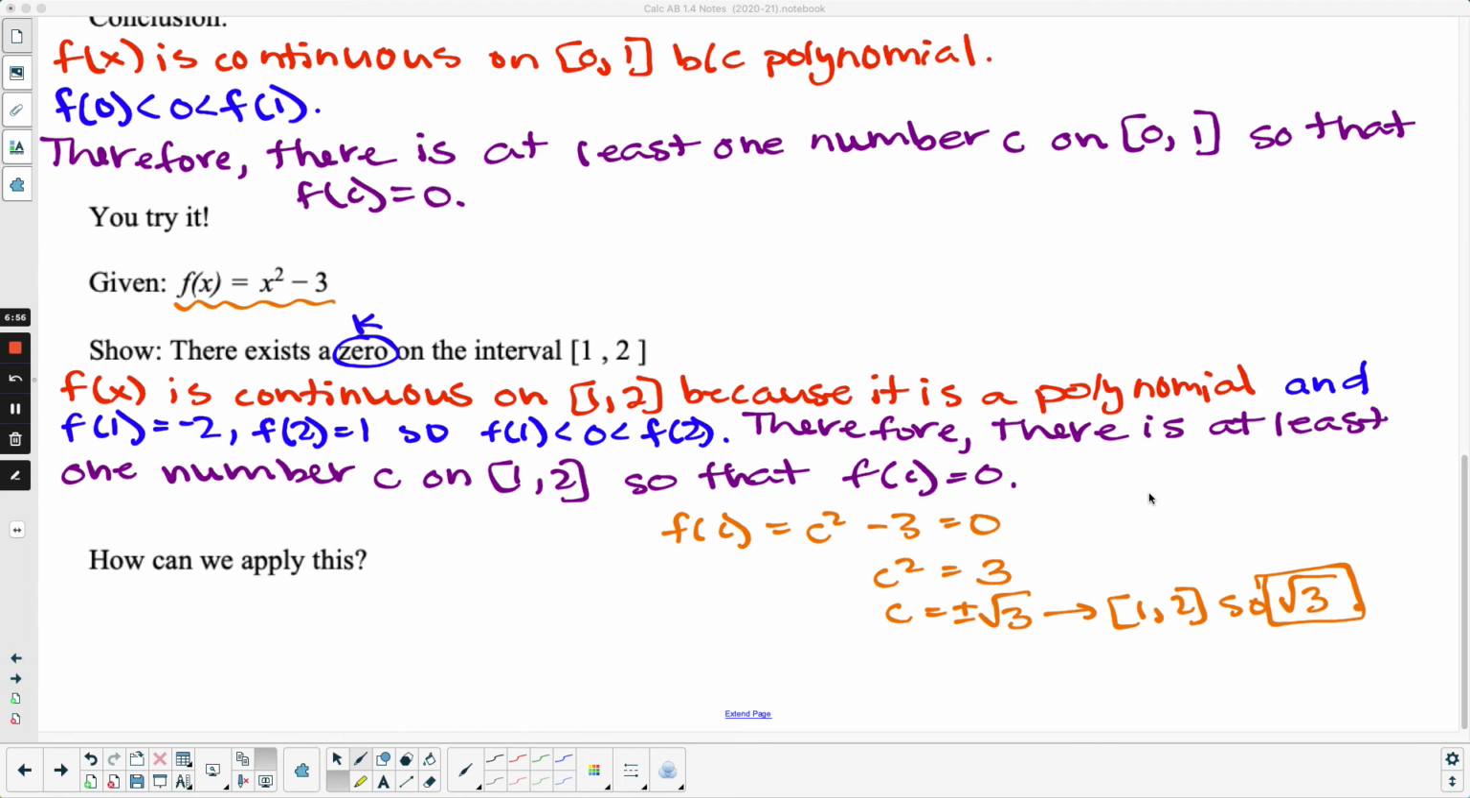Now, the common question with the intermediate value theorem is like, okay, that's nice, we can use it with polynomials, but how might we actually apply it?